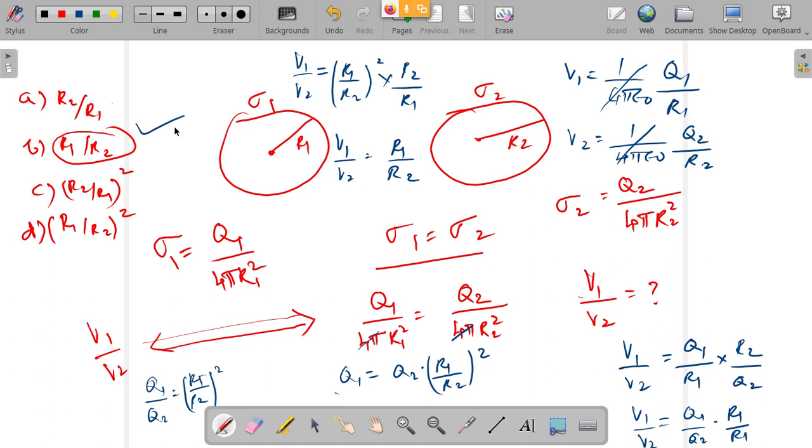So first, if you look out, potential should be proportional to 1 by the radius. Whether you consider charge density or not, if you really intuitively feel that potential goes as 1 by R only, then you will straight away select this. That way you will save time in the exam.